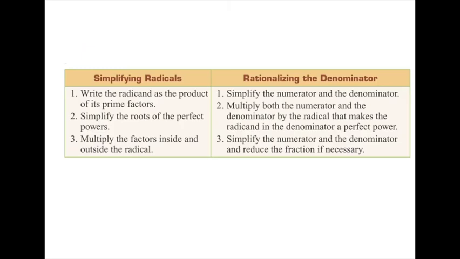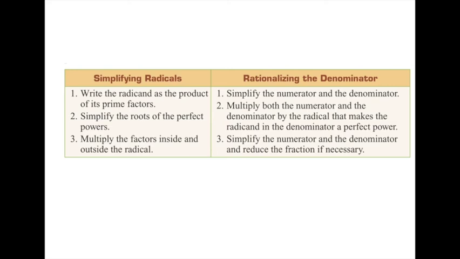Simplifying radicals is at the bottom of that page. Write it as a product of prime factors. I usually recommend using a factor tree, and we're going to review using factor trees. Simplify the roots with the perfect powers. Anything that pairs up can come out. If it does not pair up, it stays in. If you take multiple things out, you multiply them. If you leave multiple things in, you multiply those as well.